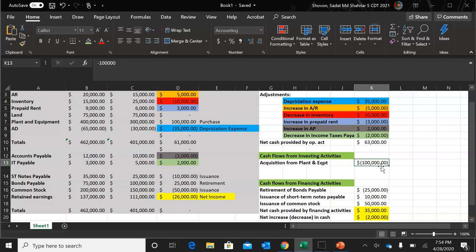The second thing that was asked was the additional cash flow that was coming. So the additional cash needed to finance the acquisition was raised by issuing a note of $10,000. So we see it right here that we have issued short-term notes of $10,000, and the other one was issuing common stock of $50,000, which is right here, this one. So these are the other two categories which helped us in raising our cash.